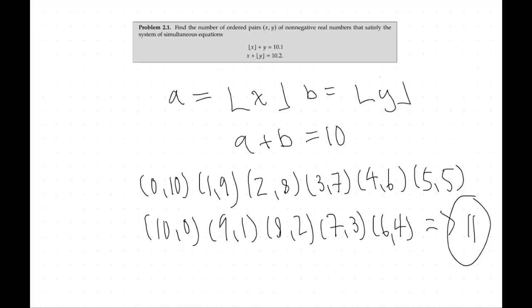Now, if we wanted to actually write out all the pairs of x, y that satisfy the equation, we would simply attach the fractional part of x to the integer part of x and the fractional part of y to the integer part of y to get x, y. And as we remember, the fractional part of x was equal to 0.2, and the fractional part of y was equal to 0.1. And just by adding them to the following pairs correspondingly, we would get the answers. And that's basically it for this problem.